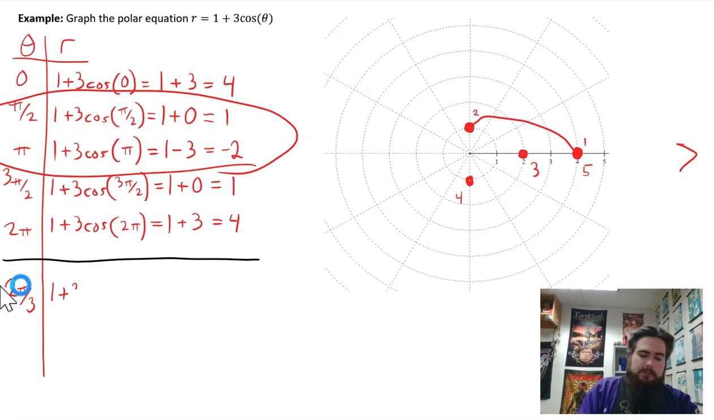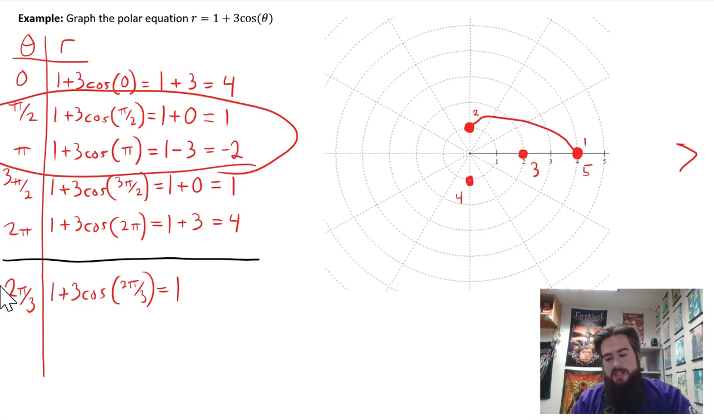That will give me 1 plus 3 cosine of 2 pi over 3. I chose that number in particular because that makes the calculation a little bit easier, as cosine of 2 pi over 3 is just negative 1/2. So that'll be 1 minus 3 over 2, or negative 0.5.